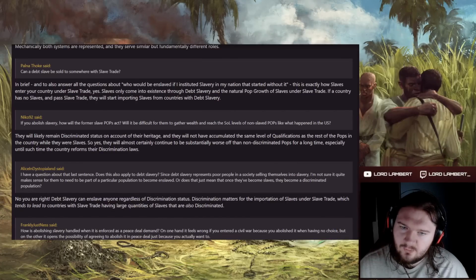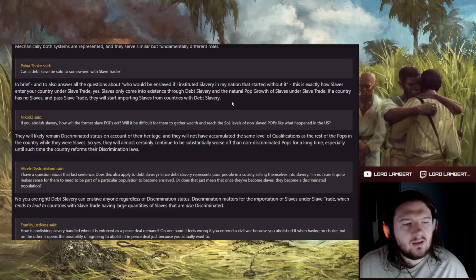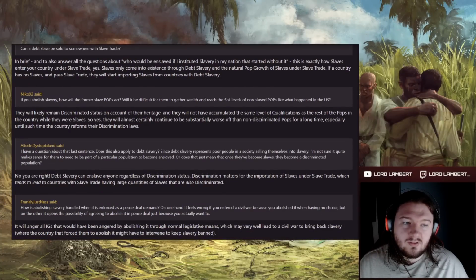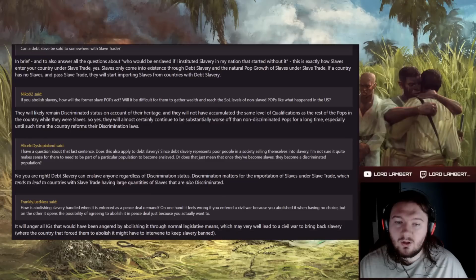If you abolish slavery, how will the former slave pops act? Will it be difficult for them to gather wealth and reach the standard of living levels of non-slave pops, like what happened in the USA? So, they will likely remain a discriminated status on account of their heritage, and they will not have accumulated the same level of qualifications as the rest of the pops in the country while they were slaves. So yes, they will almost certainly continue to be substantially worse off than other non-discriminated pops for a long time, especially until such time the country reforms their discrimination laws.